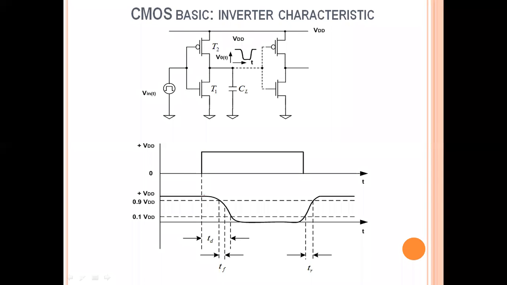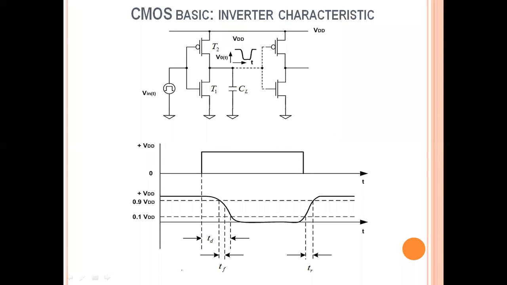But in practice, it slowly goes down to 0, right? So here we are getting the delay. This is the delay time. This is also called the fall time. Okay, and this is the rise time, and again it will go to 1. So the term TF is the fall time and TR is the rise time.